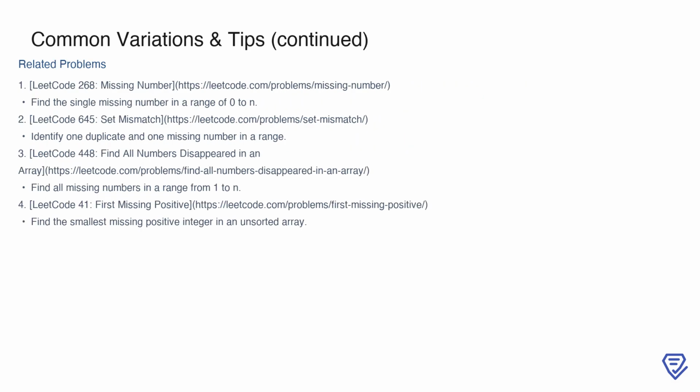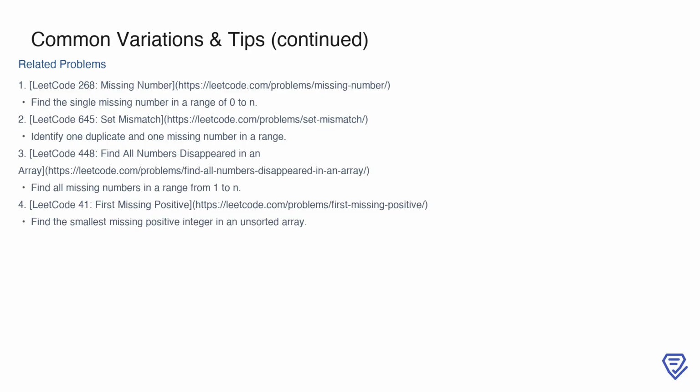If you want to deepen your understanding of this problem, there are several related LeetCode problems worth exploring. For instance, problem 268, Missing Number, asks you to find the single missing number in a range from 0 to n. Problem 645, Set Mismatch, involves identifying one duplicate and one missing number in a range, which is another interesting variation. Problem 448, Find All Numbers Disappeared in an Array, tasks you with finding all missing numbers in a range from 1 to n. Lastly, problem 41, First Missing Positive, challenges you to find the smallest missing positive integer in an unsorted array. Each of these problems builds on similar concepts and helps reinforce the core techniques used in solving this type of problem.